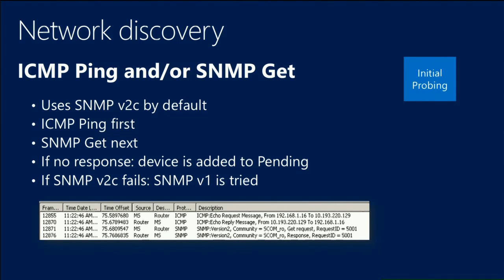We'll do the ICMP ping first if you selected that one. If you disabled it, we of course won't. And then we'll do an SNMP get, and if that's successful, we'll reach out to get the basic information and add the device. If either of the two fails, the ICMP ping or the SNMP get, the device is added to pending. You can redo your settings, check what's going wrong, and just right-click, say rediscover, and we'll go through the phases again and add it. As you can see from the capture I did on one of my systems, it's a really simple process: just an ICMP ping, an SNMP get, and then you're good.